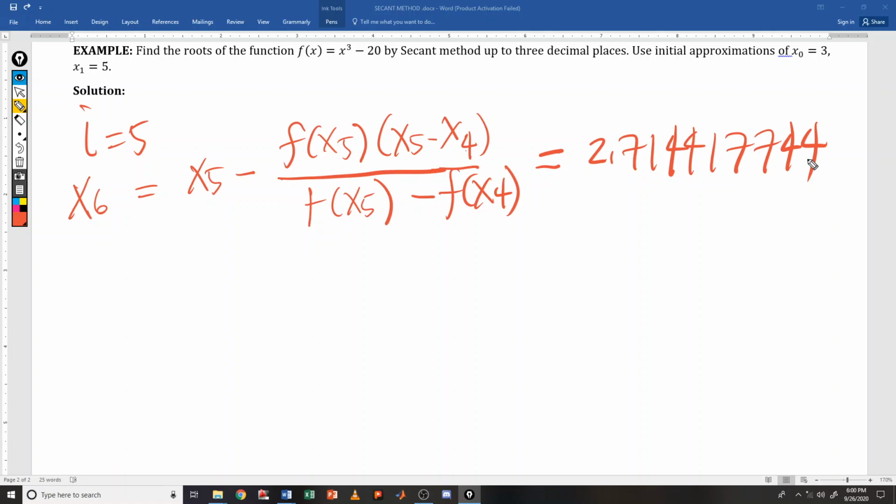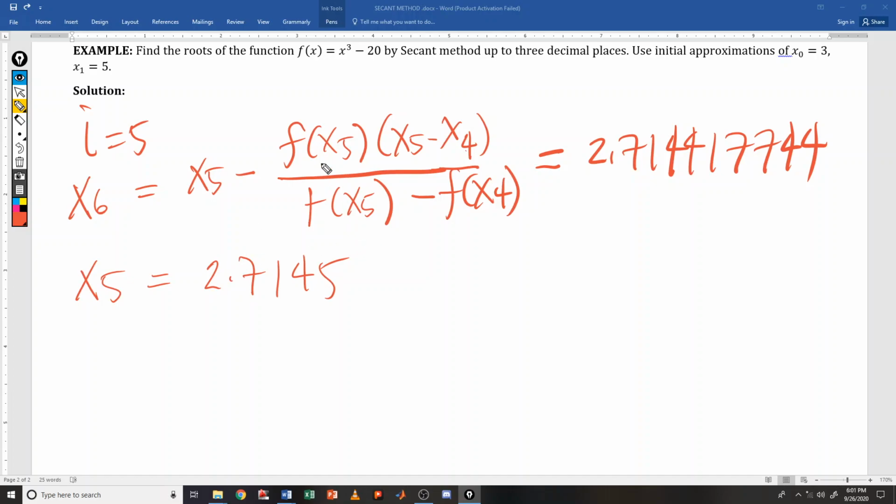Okay, so we can say that x6, this value of 2.714417744, is the root of the function, since x5 and x6 have been repeated up to 3 decimal places. Our value of x5, as solved earlier, is 2.7145. As you compare, it repeats three decimal places with the value of x6. Therefore, you can say that we have found the root.